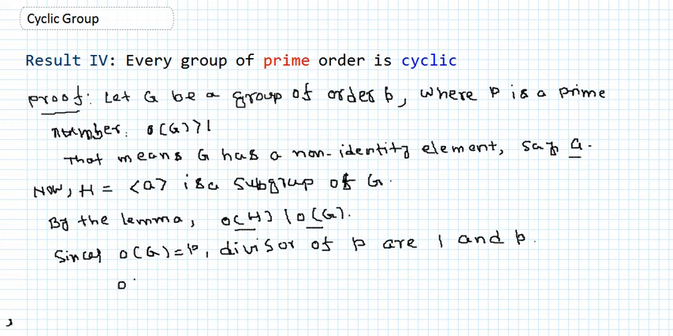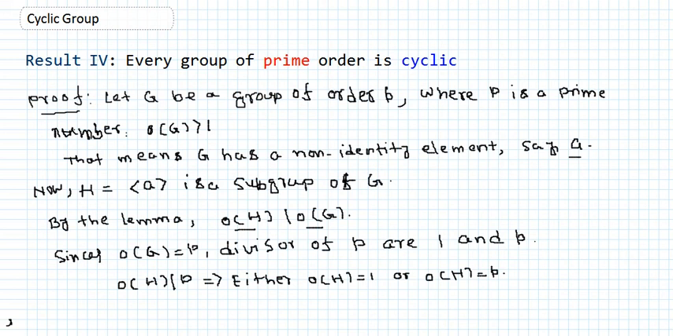Since the order of H is a divisor of the order of G, the order of H is a divisor of P, which implies that either the order of H is 1 or the order of H is P. Now you can see that we take H as an element.